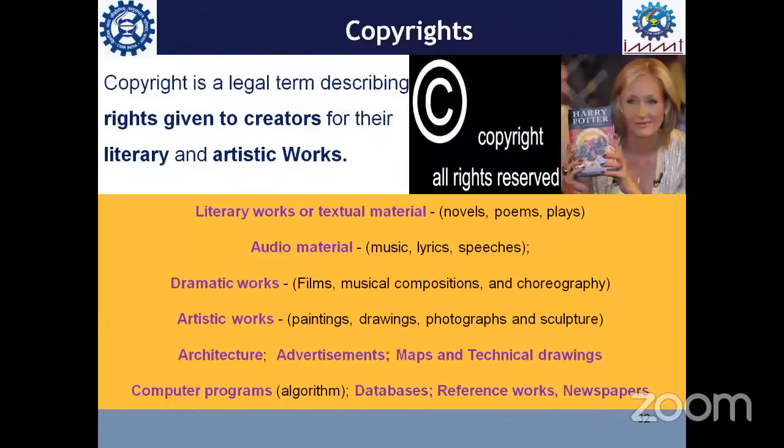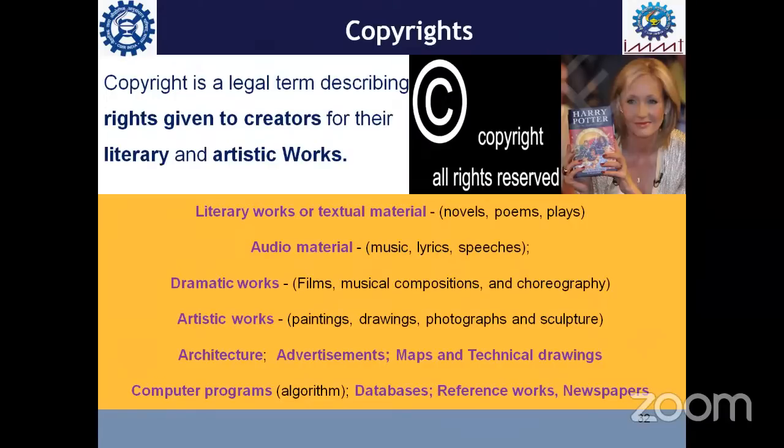Now let us look into copyrights. Copyright is a legal term describing the rights given to the creators for their literary and artistic works. Look at the example of Harry Potter. J.K. Rowling is considered to be the first millionaire writer of the world. She has become rich by her IP. Yes or no? And sometimes people refer to J.K. Rowling as being richer than Queen Elizabeth. Queen Elizabeth is rich by inheritance, whereas J.K. Rowling could become rich by intellectual property.